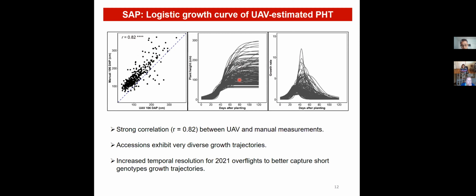But what happened in 2019, for some reason, is that the first overflight was at 42 days after planting. And some of the genotypes, having a broader genetic base, had already reached their final heights by that point. We can see those ones here that are very short, so we didn't capture them very well. The good news is that in 2021, that taught us a lesson, and we were able to increase the temporal resolution. Last summer, we were able to start flying very early in the season to better capture the growth trajectory of those short genotypes.